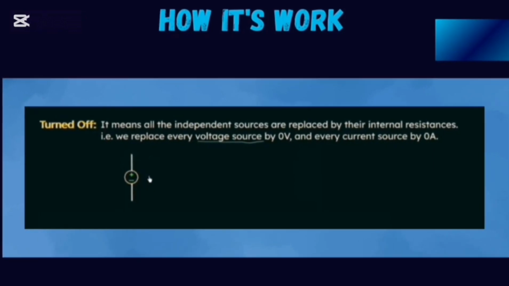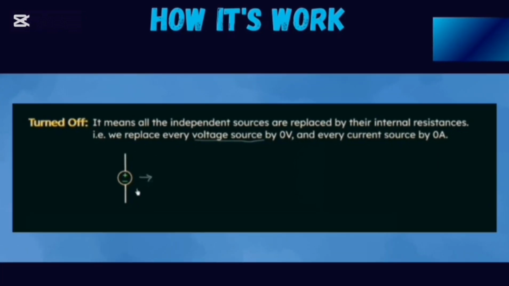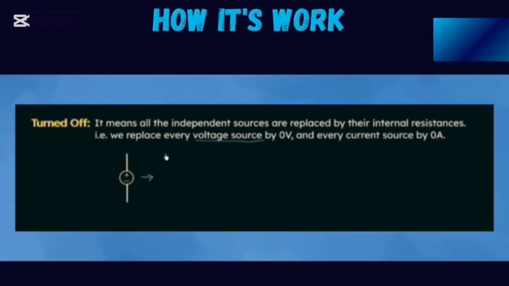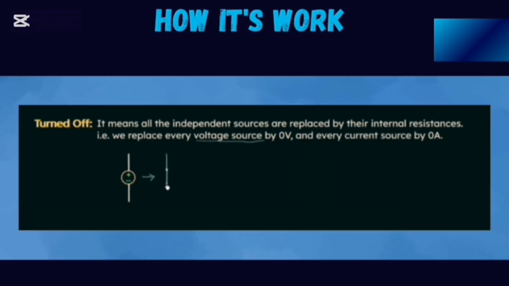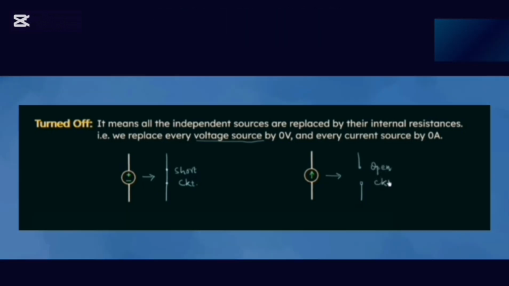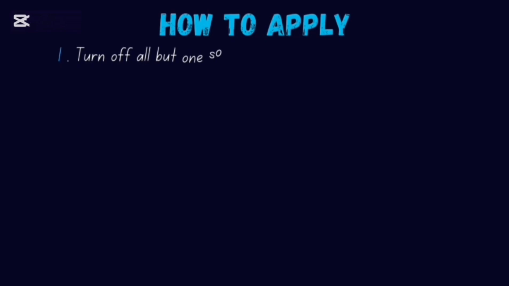How does it work? Mainly, all the independent sources are replaced by their internal resistances, i.e., we replace every voltage source by 0 volt and every current source by 0 ampere. We turn them off by short circuit and open circuit. Here the circuit is opened.